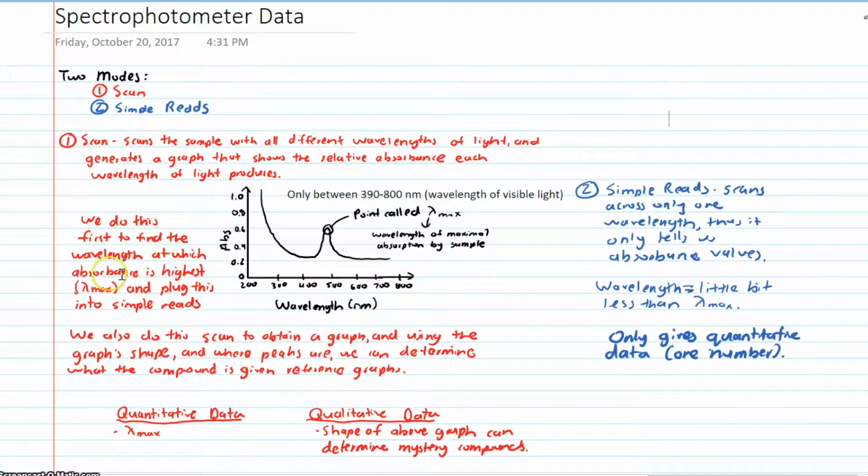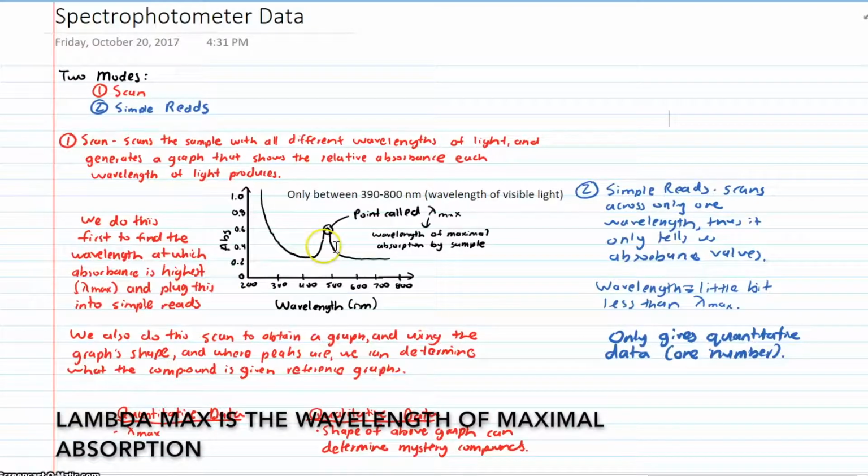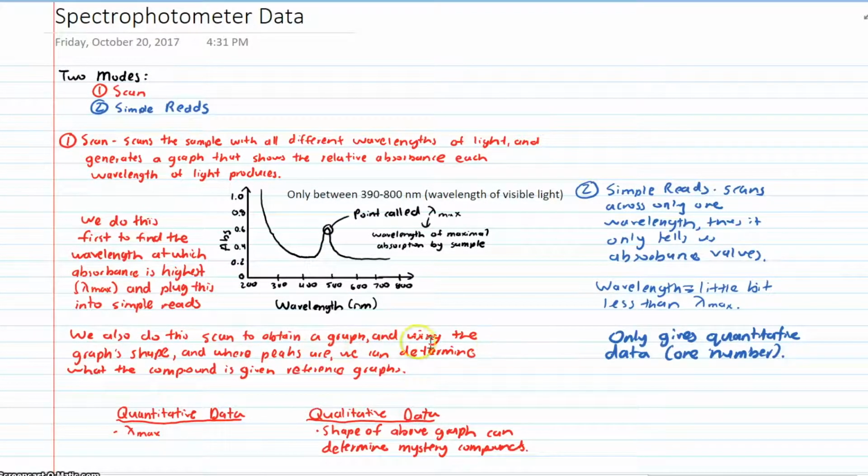The first is to find the wavelength at which the absorbance is highest, and this is lambda max. As you can see, it is the peak produced, and this can only occur between 390 and 800 nanometers of light because that's the wavelength of visible light. And then we plug this lambda max number into simple reads. We also do the scan to obtain a graph, and using the graph shape where the peaks are, we can determine what the compound is given in the reference, using reference graphs.